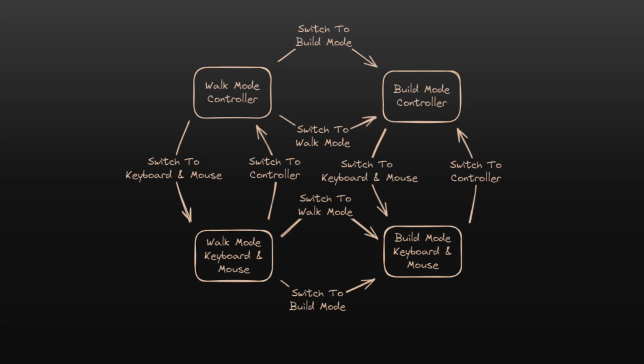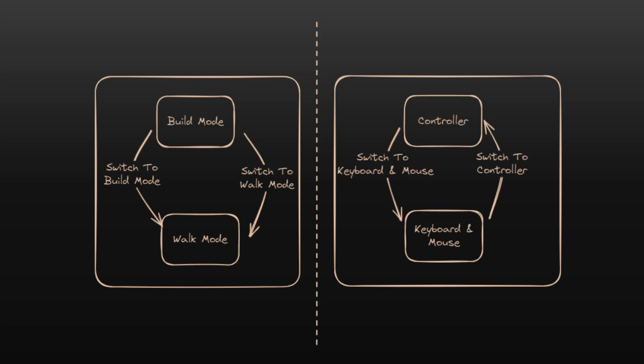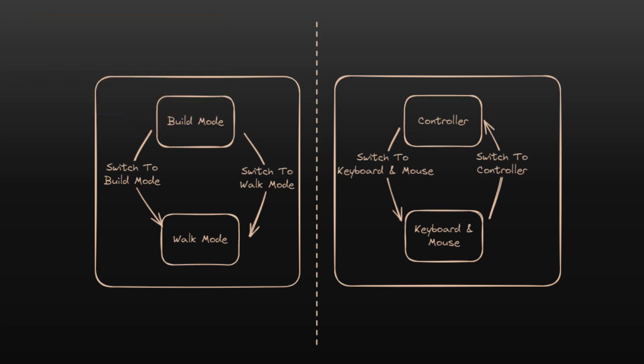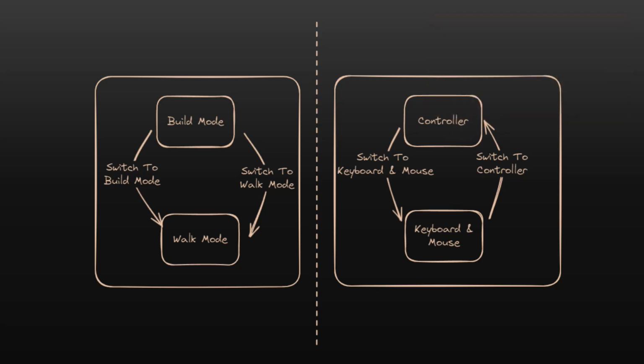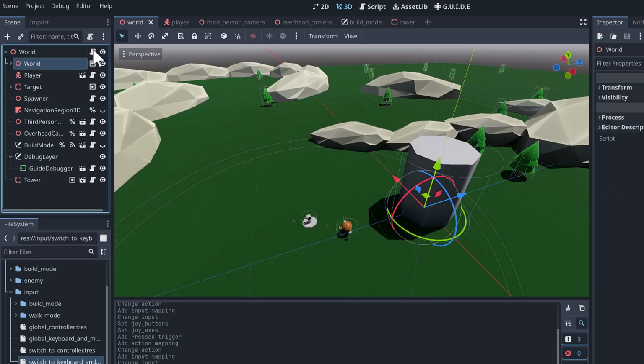So how do we go about this? Well, the first thing that helps us is that switching the game mode between walk mode and build mode is actually independent from switching the input device. So our game code doesn't really care about which input device we are using. It only cares about in which game mode we are. So we can separate all of this input scheme switching from our actual game logic, and our game should still work nicely. Right now, we have the input scheme switching in our root node on the main scene.